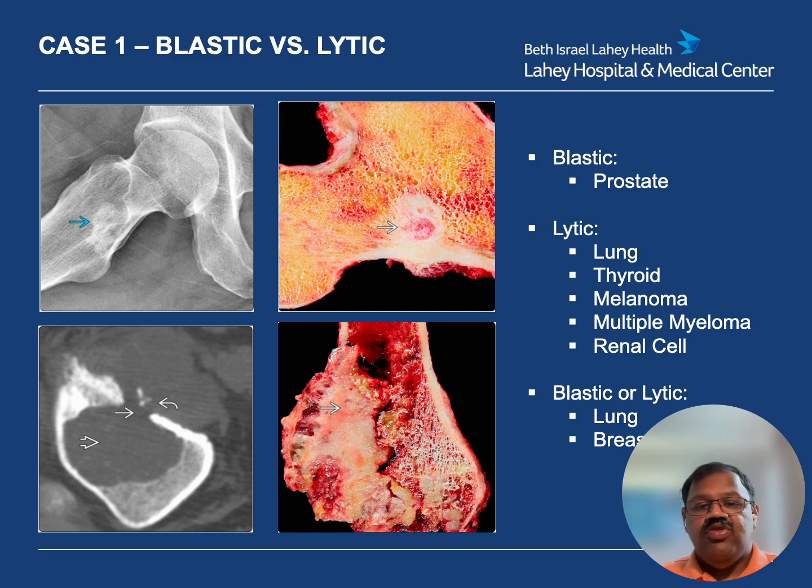So lytic metastases are usually seen with lung cancer, thyroid cancer, melanoma, multiple myeloma, and renal cell carcinoma. And as I mentioned, mixed blastic lytic lesions can be seen with lung and breast cancer. So here are some examples.